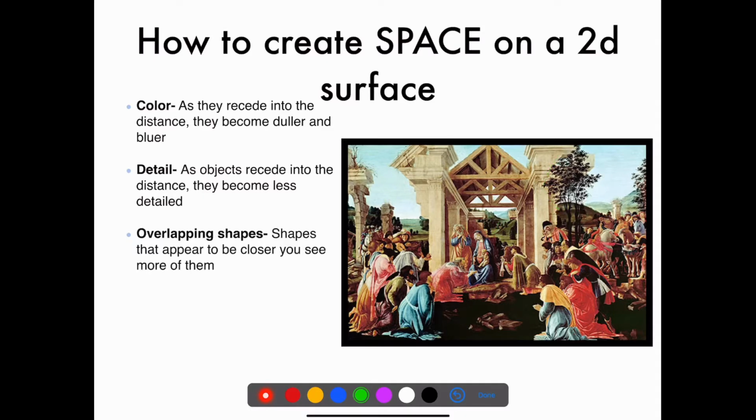You're also going to see overlapping shapes. So for instance, baby Jesus right here is in front of Mary. He's overlapping her. This guy in the front is overlapping this guy behind him.